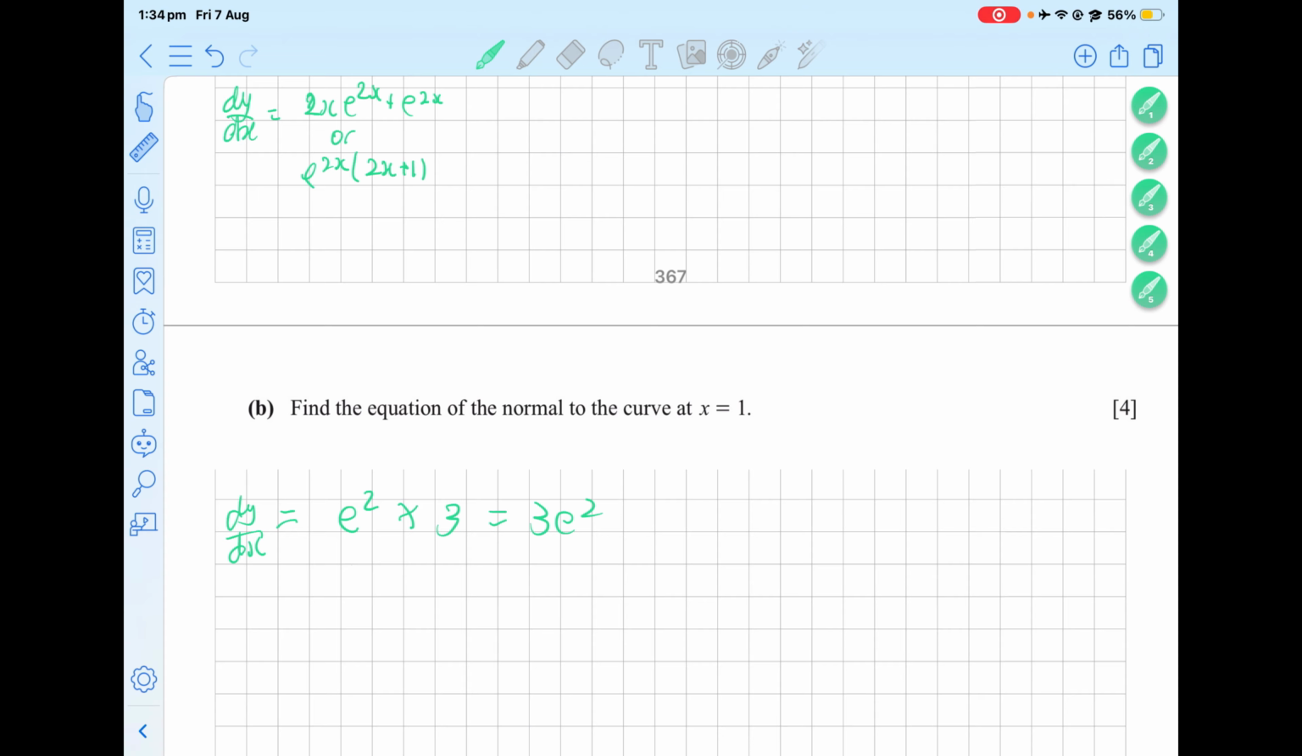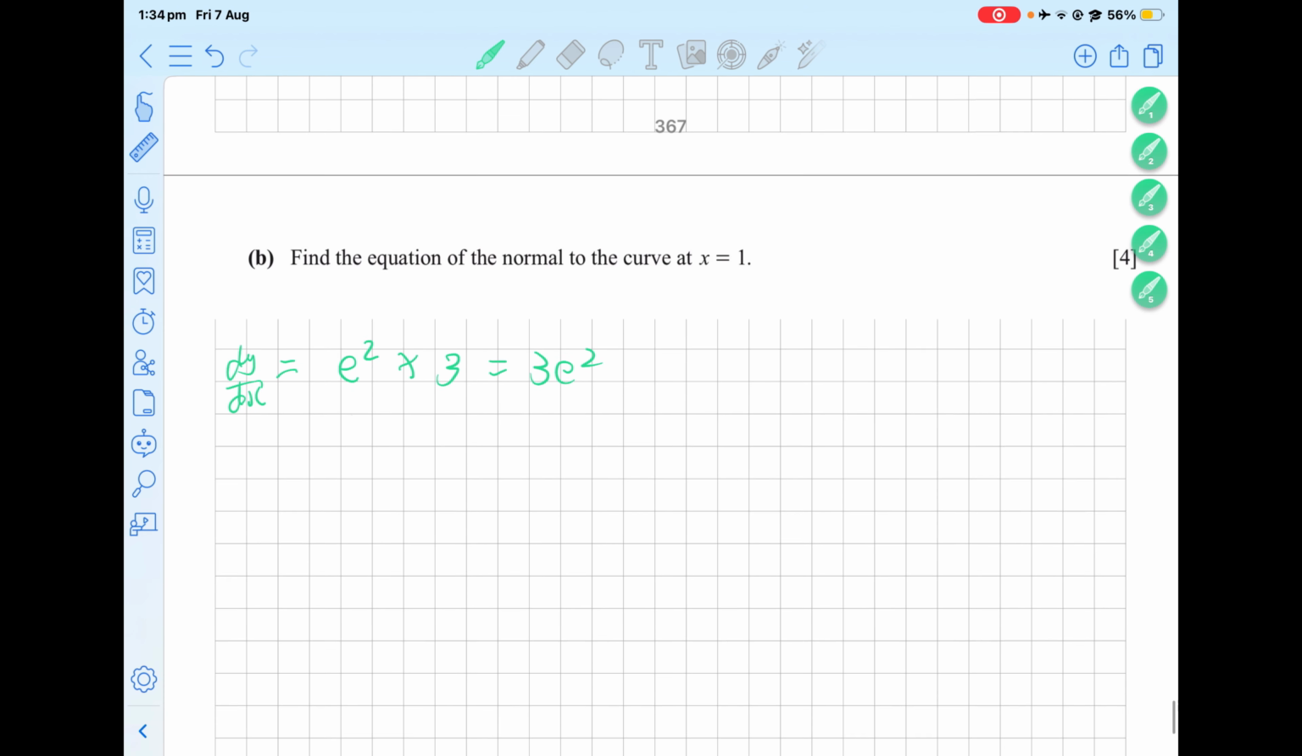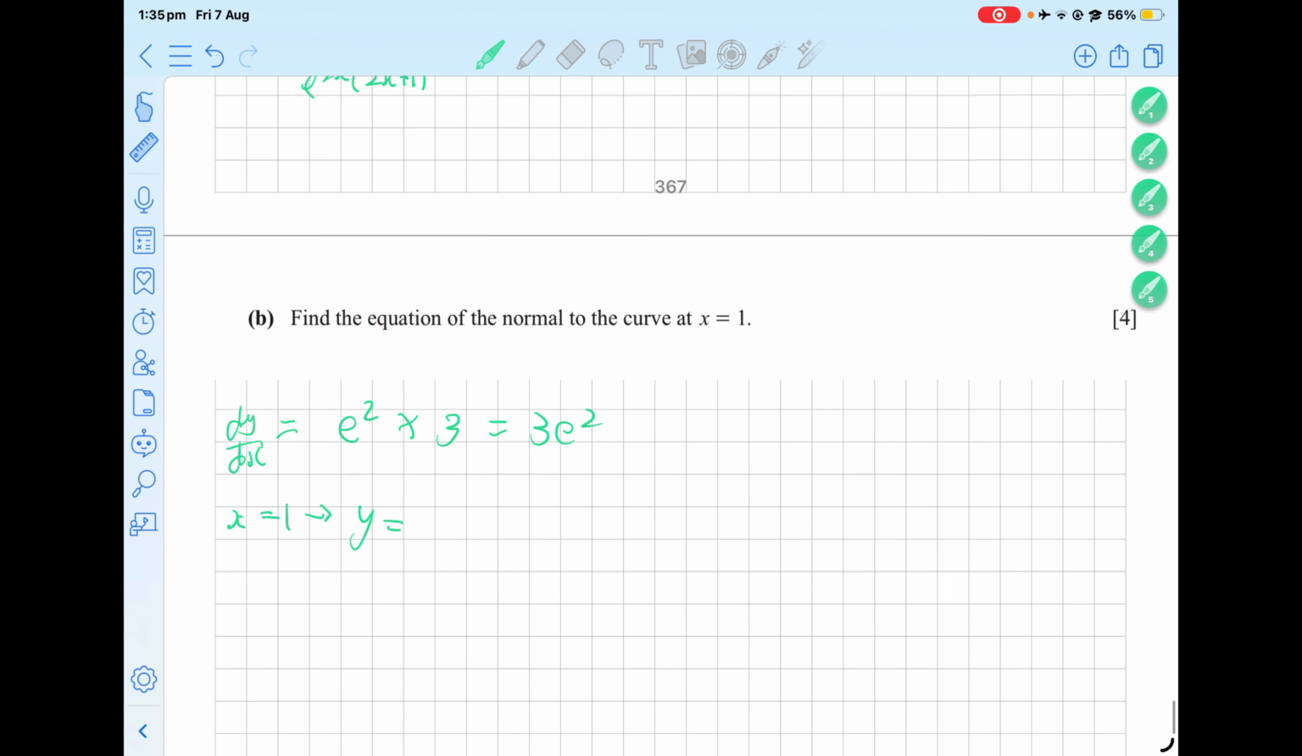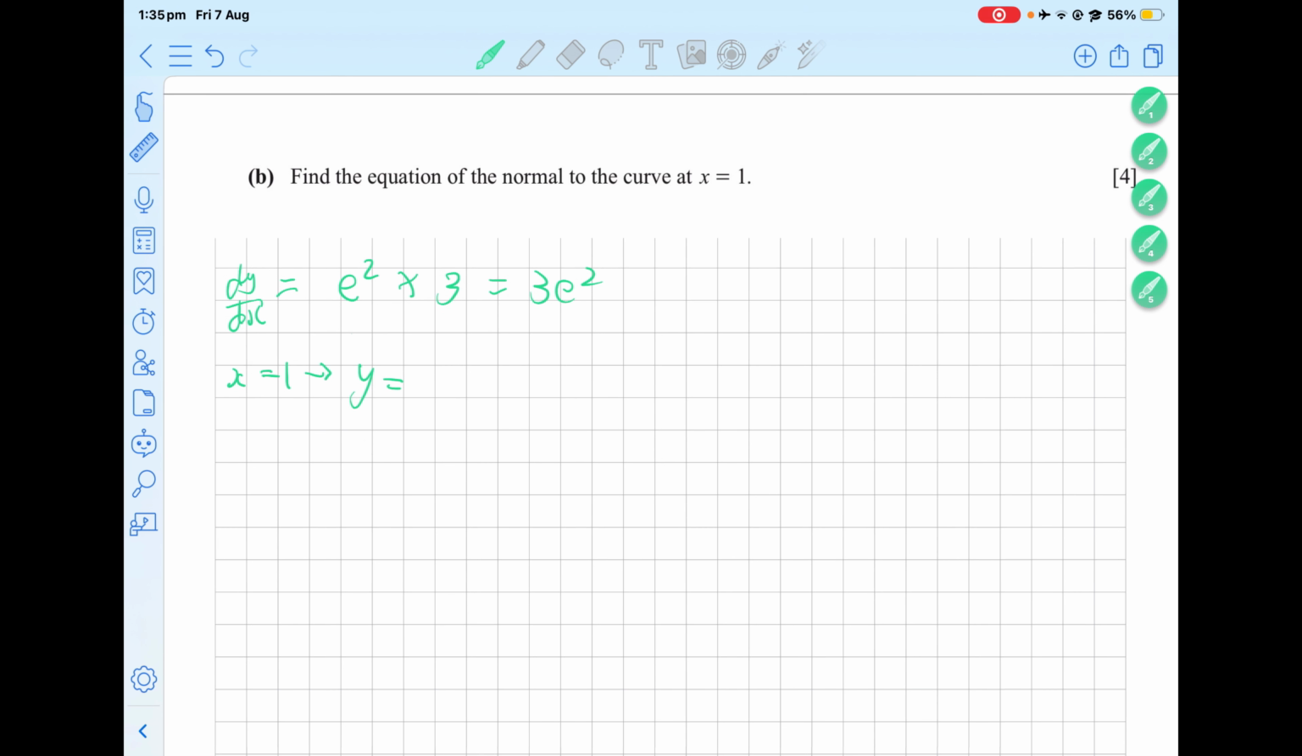So y equals... and then y is how much? Y is e to the 2. I think c will also be something like e to the 2-ish. Yeah, it should be minus 2 e to the 2. So 3 e to the 2 squared. So y is equal to 3e squared x minus 2e squared.